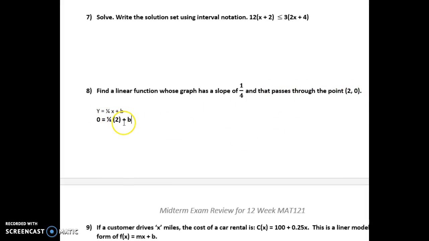So if you plug in those point values, we'll figure out what b is. So 1/4 of 2 would be a half. So if we come over here, we're going to get 0 equals 1/2 plus b. Subtract a half from both sides and you can solve for b. So now we know what b is. So to sum it all up, we have y equals 1/4 x, and we've solved what b is.